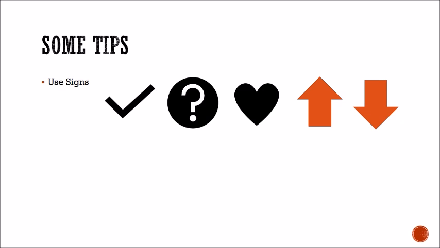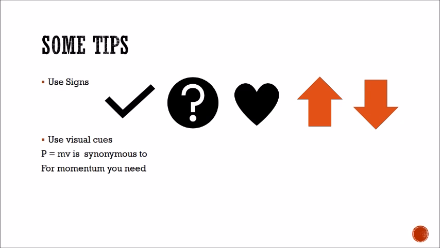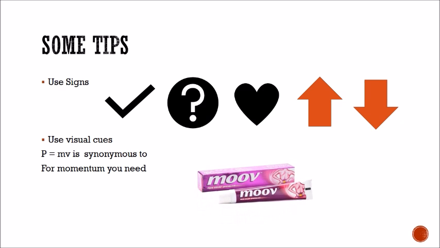And the second very useful way is to associate some visual cues to what you study. For example, there is one equation, P = mv. P is momentum, and momentum is equal to mass times velocity. This can be synonymous to, for momentum you need Move. For international audiences, Move is a well-known ointment in India. So for momentum you need Move. If you remember the picture of Move, you will never forget this equation.